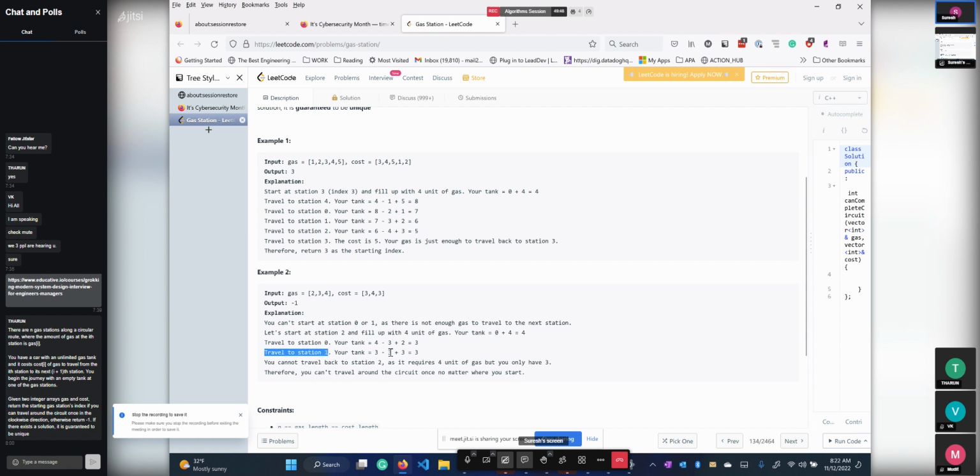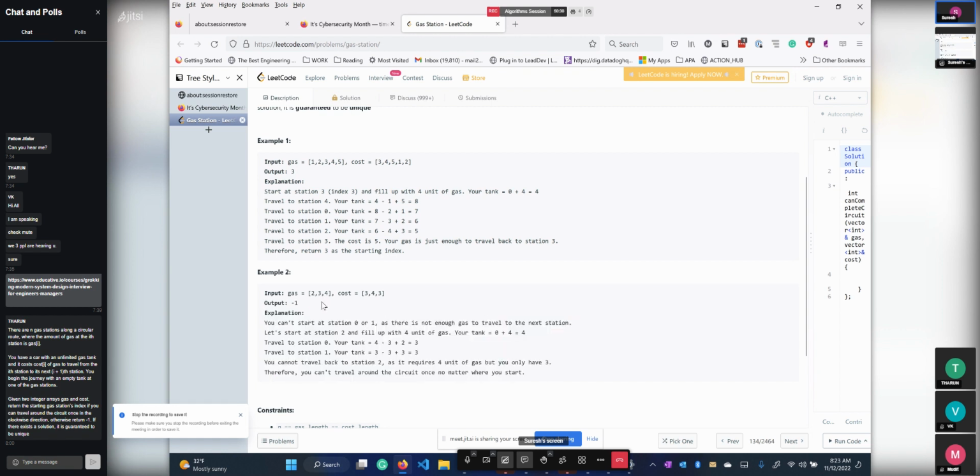Now travel to station number 1, 3 minus 3. You got 3 here, and 3 minus 3. So you travel 3 and you take 3 more. You reach the second station, you take 3 more. So now finally you will have 3. You can't travel back to station 2 as it requires 4 units of gas. The main problem here is if you want to go to the next one, you need 4 units of gas, but you have only 3. So you can't travel around the circuit once, no matter where you start.